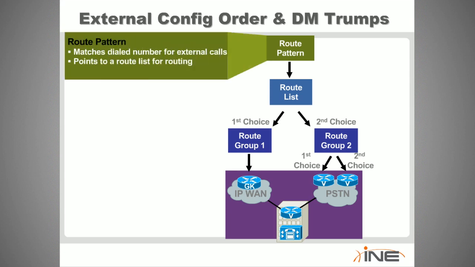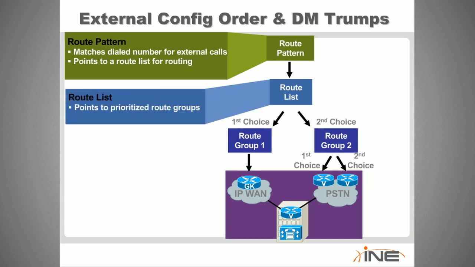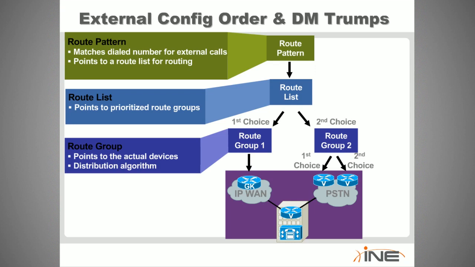Okay, so to begin with, we've got route patterns. In a traditional sense, these match dialed numbers for external calls, and they point to a route list, or they can point directly to a gateway. But if they do point directly to a gateway, that gateway can no longer be considered for usage in a route group. But in large-scale routing, the route patterns point to a route list. Route list points to prioritized route groups. Okay, so here we see the first choice from this route list is route group 1. The second choice is route group 2.